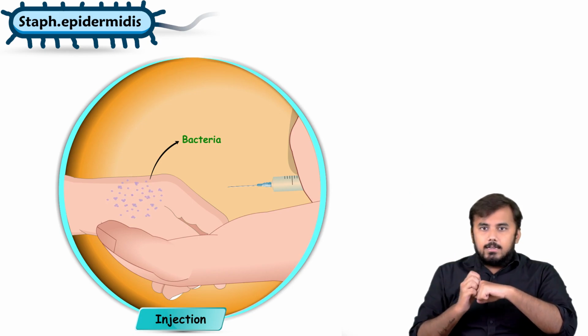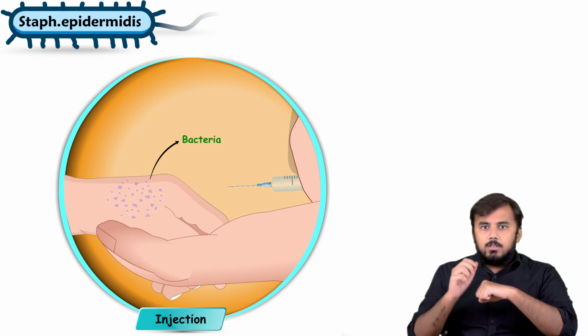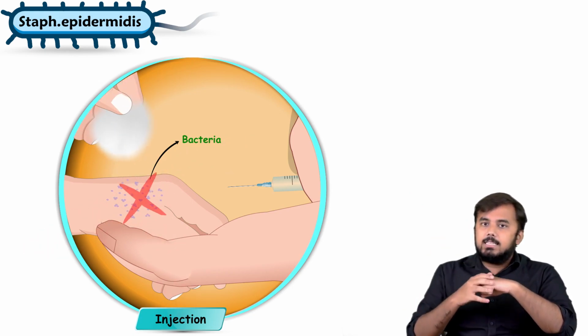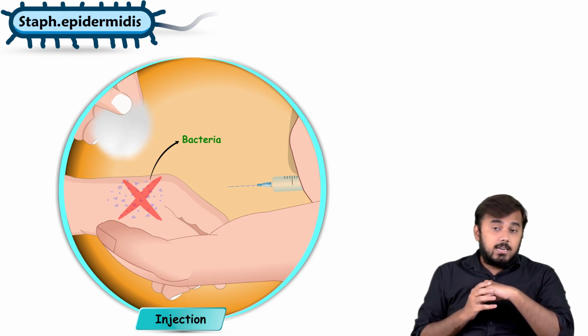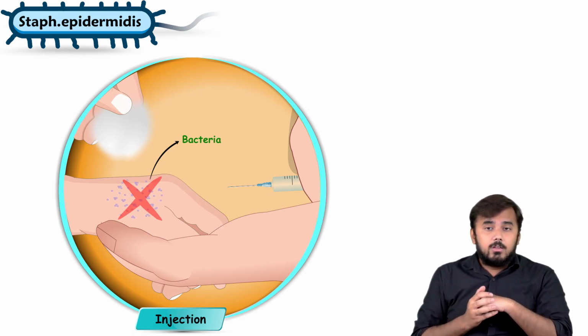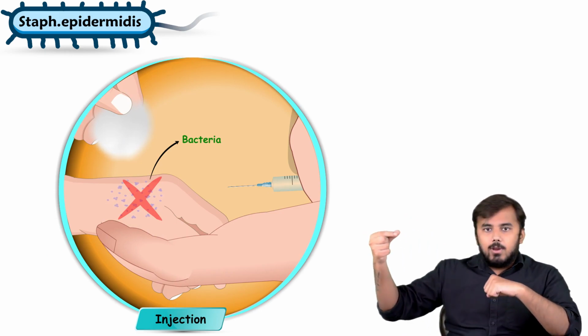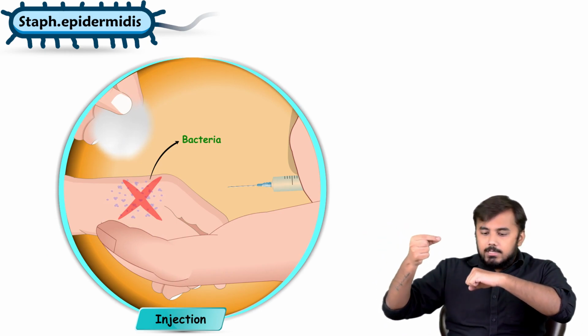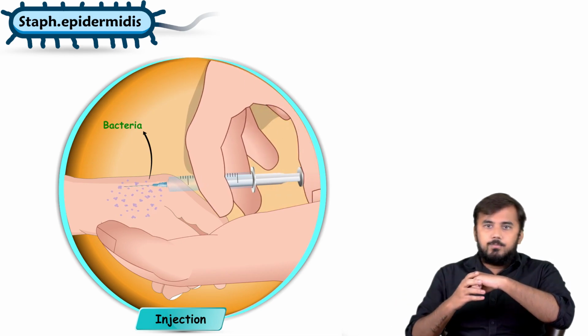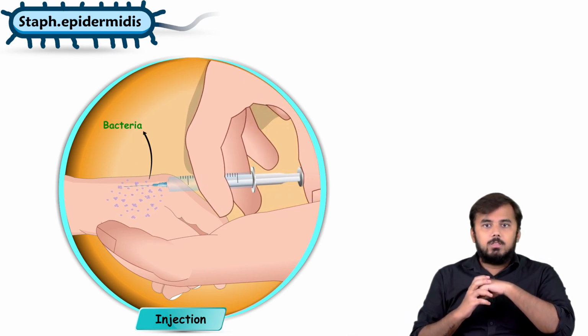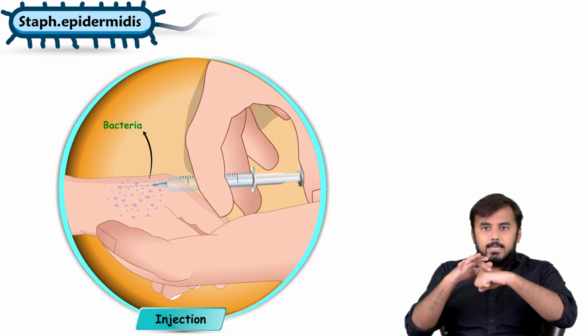Now, the untrained nurse, the untrained medical practitioner, hasn't sterilized this area, because they don't know how. So what they have done is take a cannula, as you can see there, and now they are inserting that cannula slowly inside. But in the meanwhile, let me tell you one thing: there is bacteria on the skin, right?